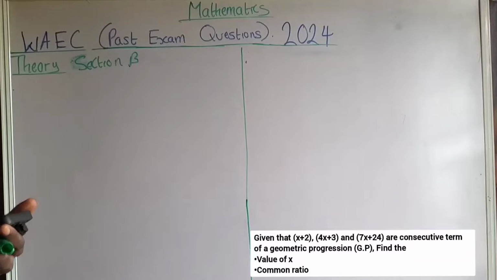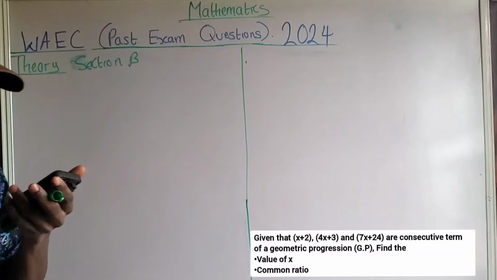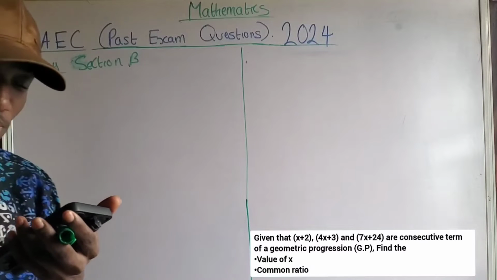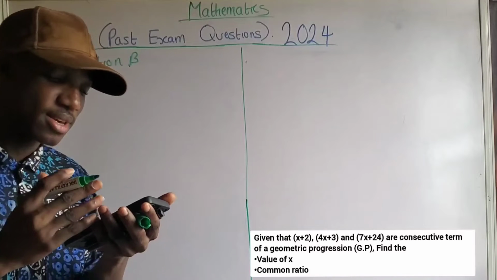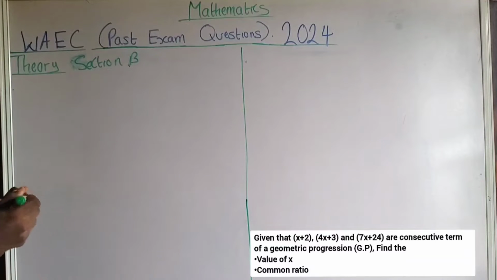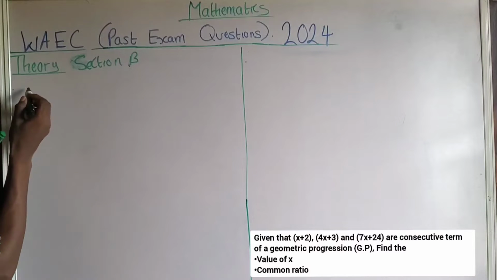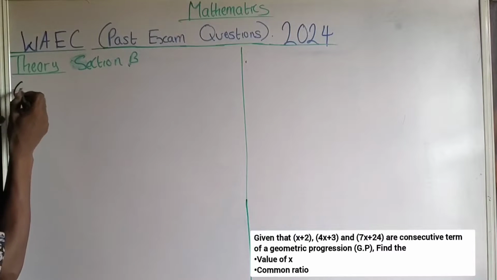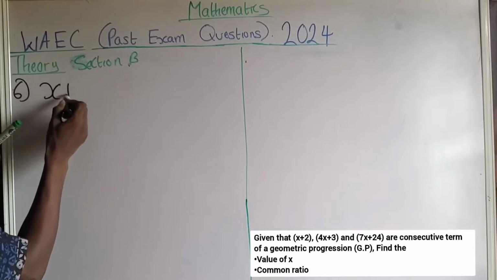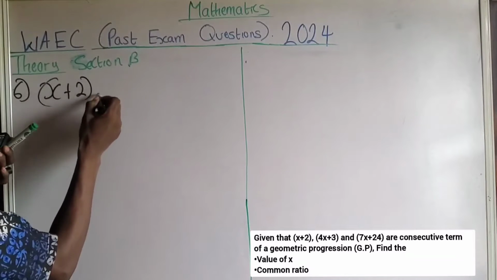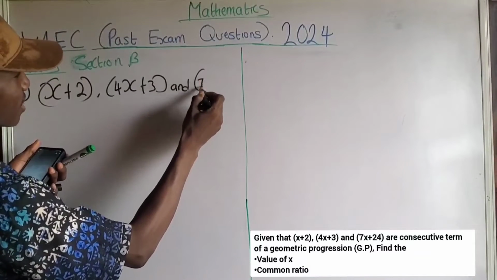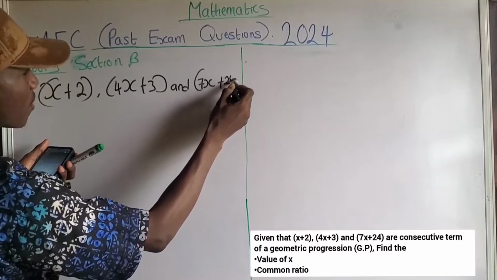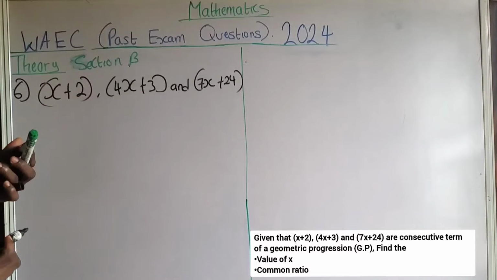Given that x plus 2, 4x plus 3, and 7x plus 24 are consecutive terms of a geometric progression, find the value of x and the common ratio. Let's look at what we are given in the question. That is question 6: x plus 2, then 4x plus 3, and 7x plus 24. They are consecutive terms of a geometric progression.